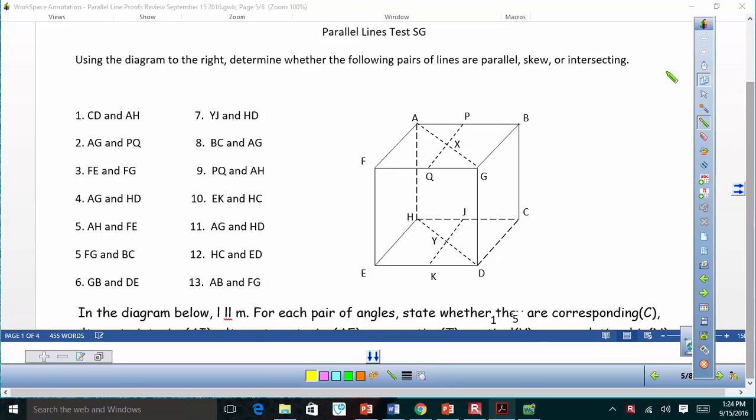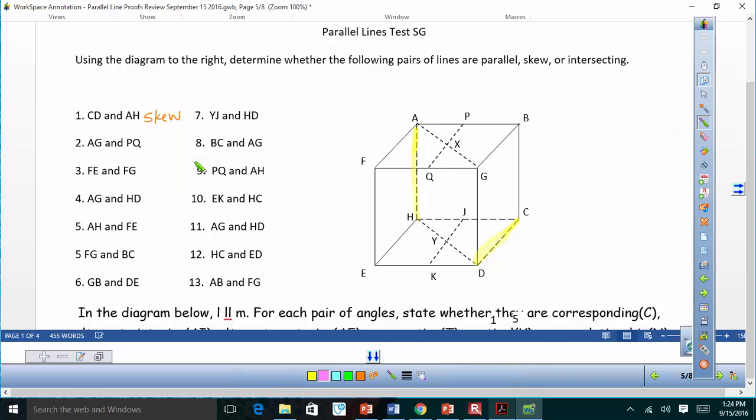So number 1 is asking if CD and AH are parallel, skew, or intersecting. So I'm going to come over here and I'm going to highlight CD and AH. So are those parallel? No. Are they intersecting? No. No, so that means that they are skew. Okay?